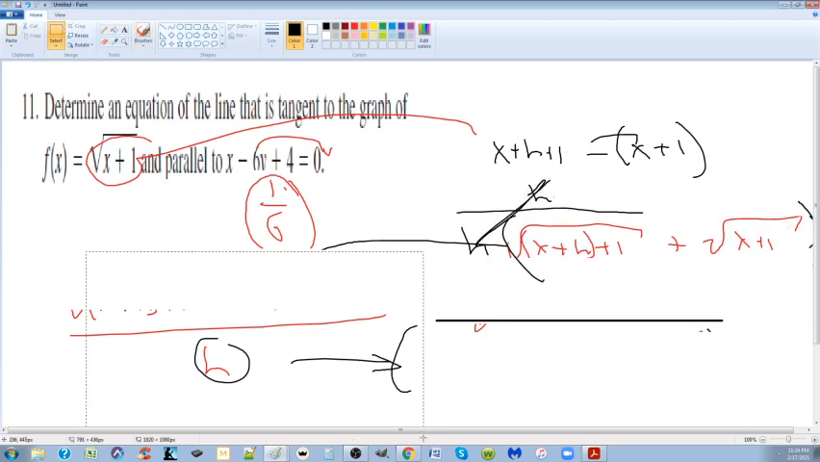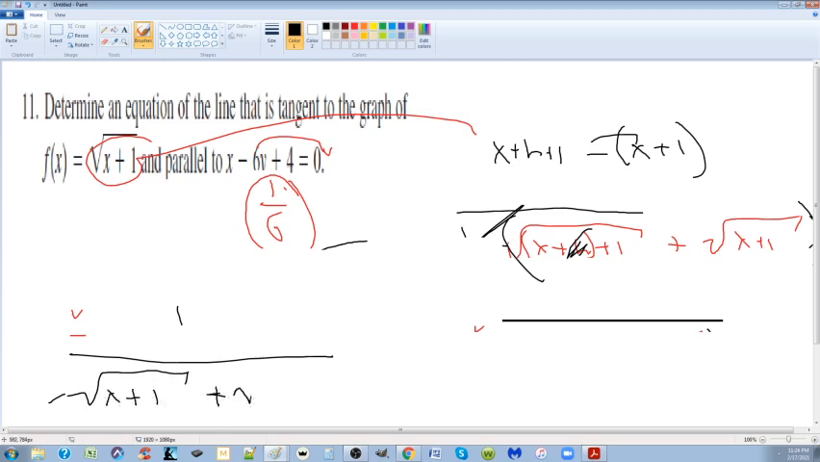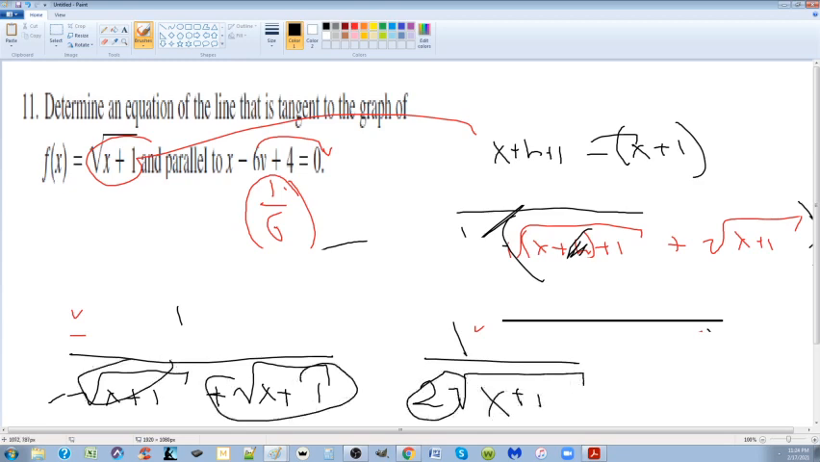So finally we're left with 1. I'll just rewrite it. We're left with 1 over the square root, all of this, but now look what happens when h approaches 0. We're left with the square root of x plus 1 plus the square root of x plus 1, right? Which is the same as 1 over 2 times the square root of x plus 1. Because these are two apples being added together, so I have two apples.